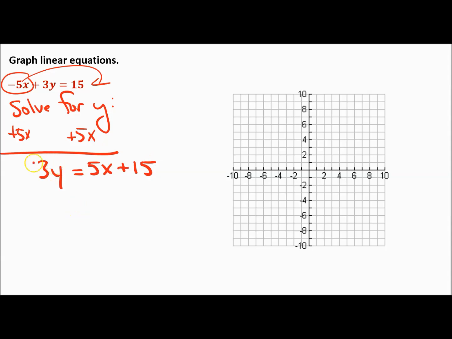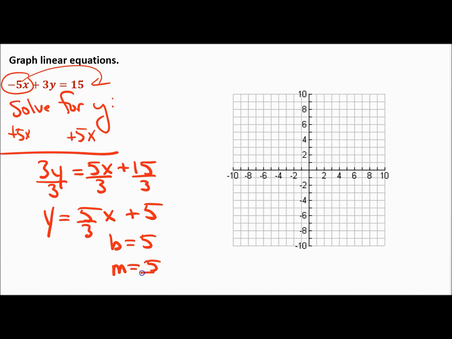Now the next step is you have to remove the 3. Since 3 is being multiplied by y, I'm going to undo that multiplication and divide by 3. So I have y equals 5/3 x plus 5. Now we are in the form of y equals mx plus b. So our b is 5, and our m is 5/3.